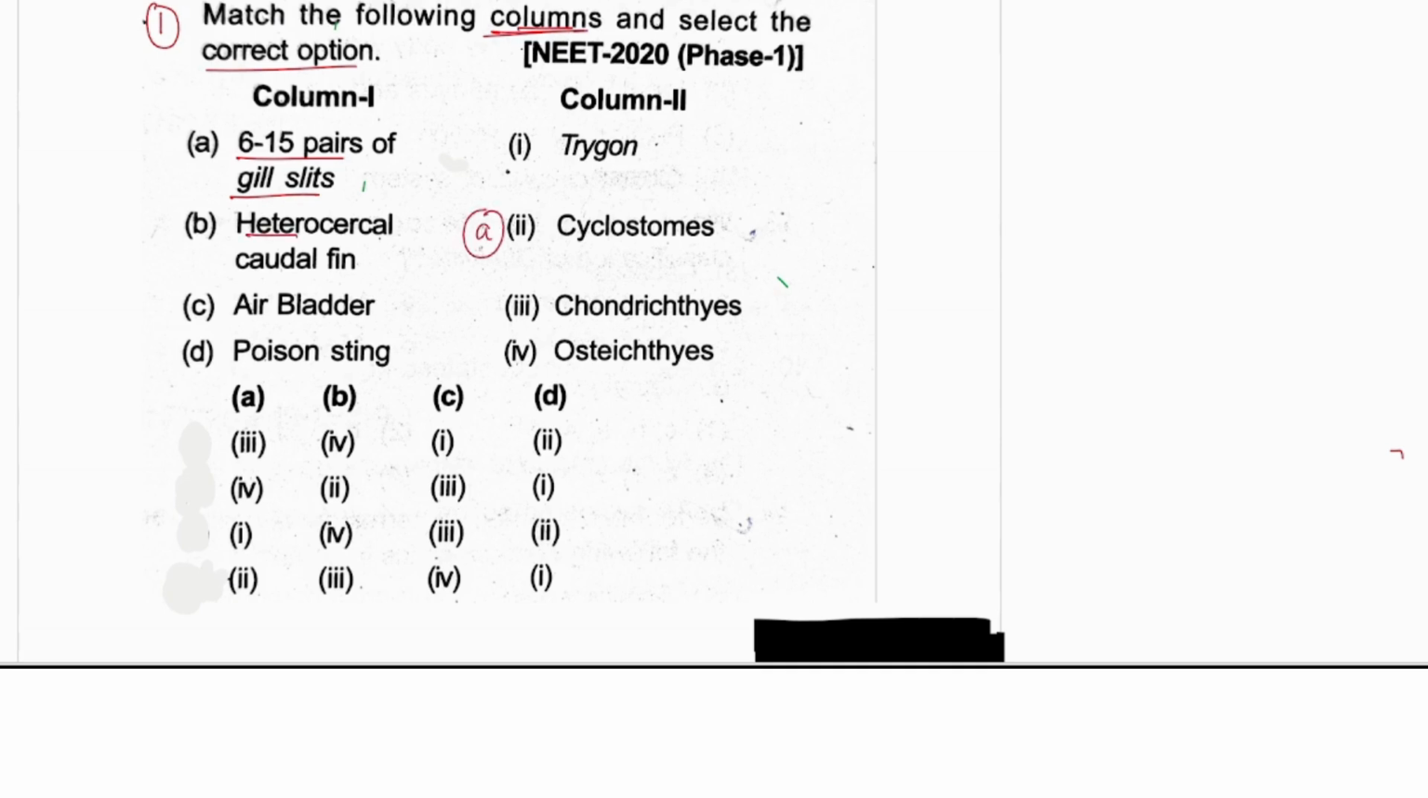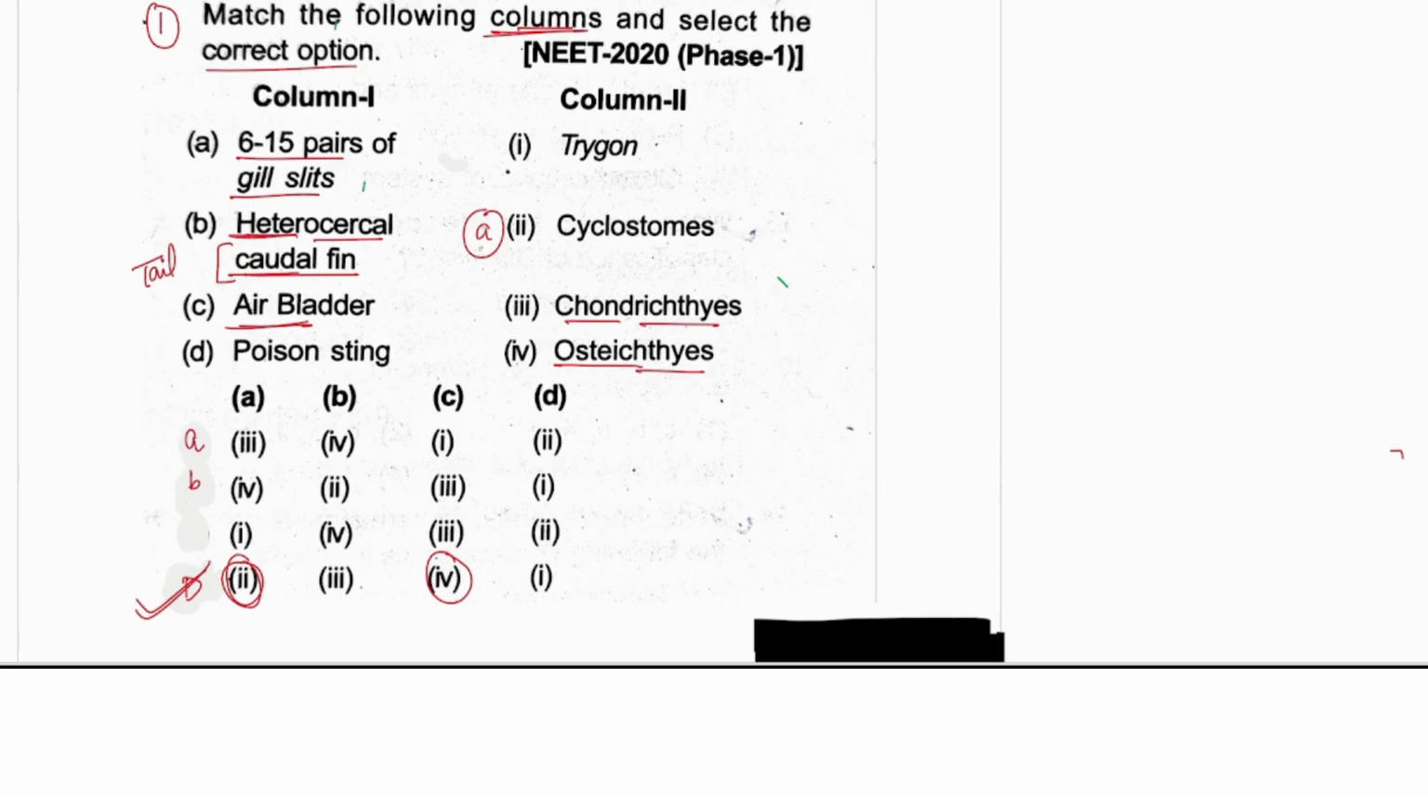And heterocercal caudal fins, hetero means different, caudal means the end part, the tail part. That we have seen in the chondrichthyes. And air bladder, we have seen in the osteichthyes. So C4 is given in only one option and A2 is given in this option only. So this is option number D, so it would be the answer.